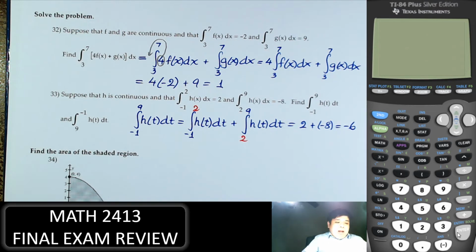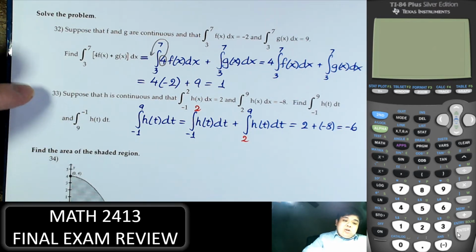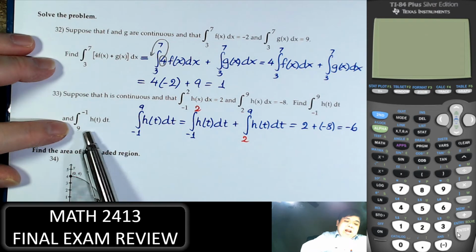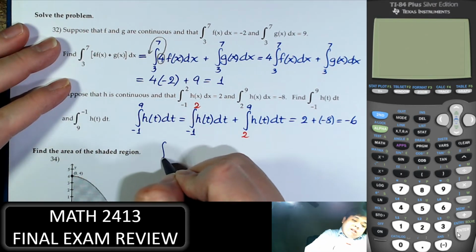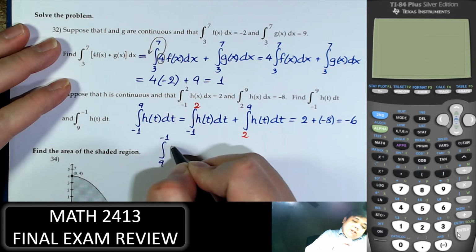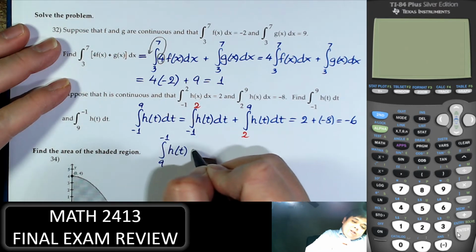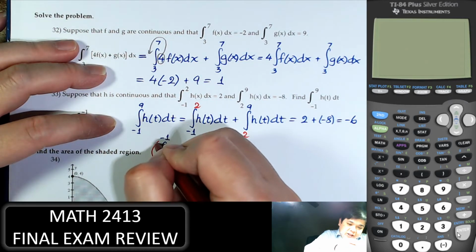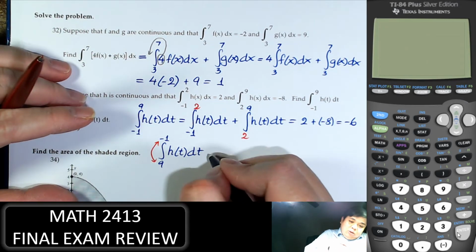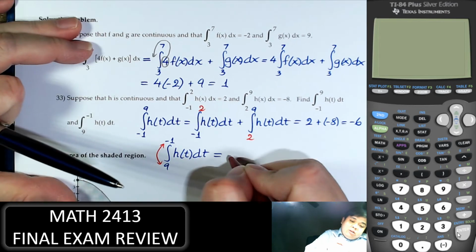Right, next we also need to find the integral from 9 to negative 1. Well, compare that one and this one. We're just going to flip the limit. If we flip this, the integral becomes the opposite of it.